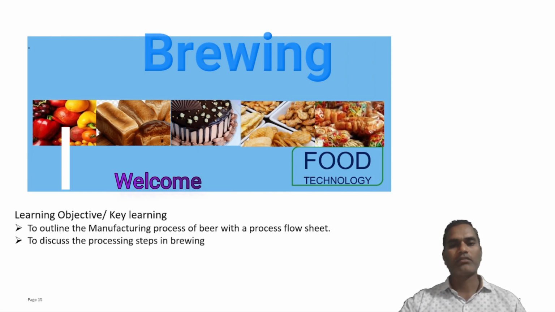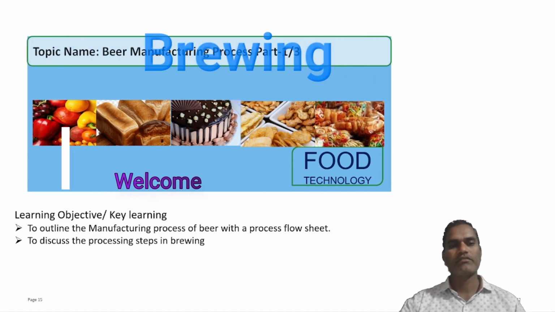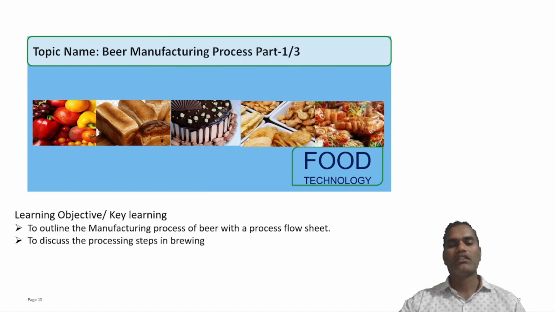This is the third part of the beer manufacturing process. In this video discussion, you learn the manufacturing processing steps in the brewing and the processing parameters which are involved in the beer manufacturing process.